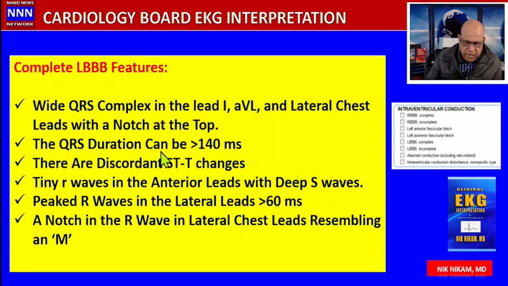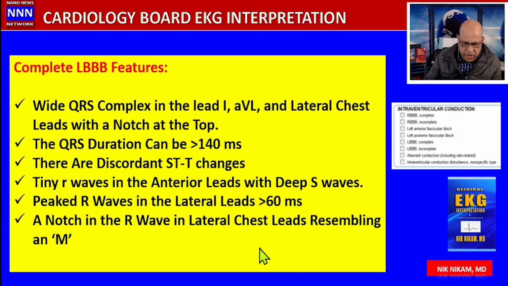The QRS duration can be up to 140 milliseconds. When you get more than 140 milliseconds, we are talking about more serious conduction disturbances, not necessarily related to the bundle branches, but also related to the propagation of the impulse within the myocardium itself. And there are discordant ST-T changes. I talked about tiny R waves in anterior leads followed by deep S waves, and of course the R wave in the lateral leads exceeding more than 60 milliseconds.